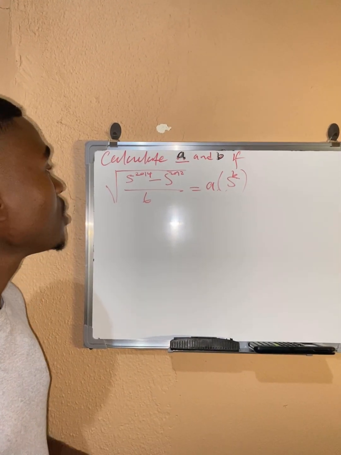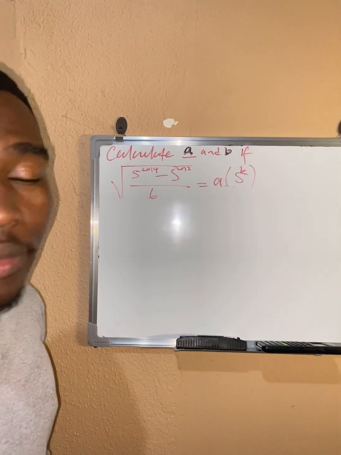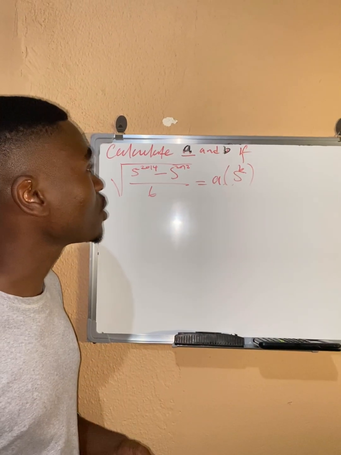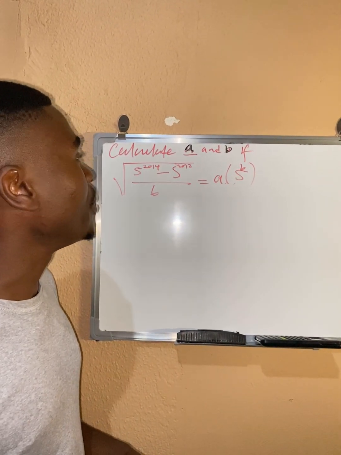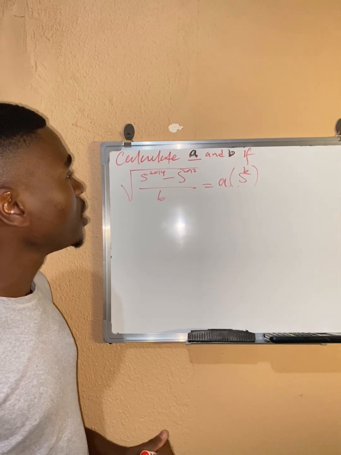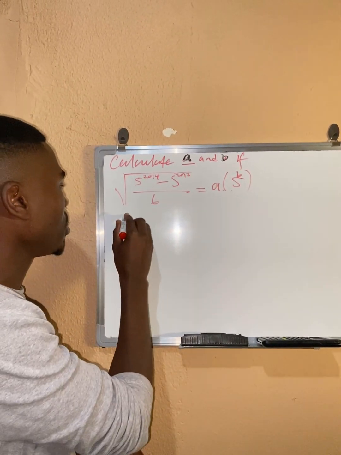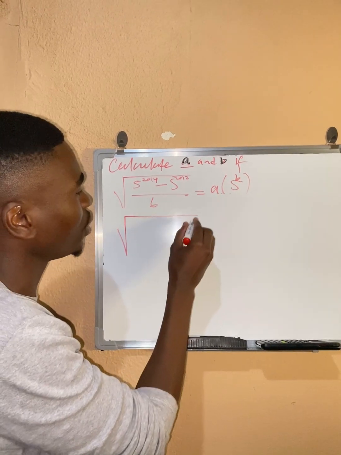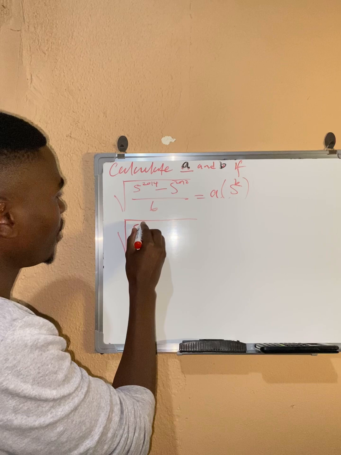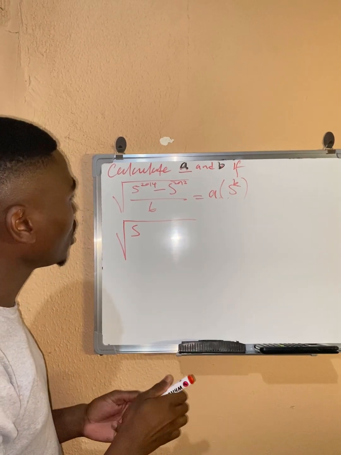Good evening. Once again, we are given a question where we are requested to calculate the value of A and B if we are given this question here. So now, this is what we're gonna do. This is how you solve this question. So you're gonna have 5 to the power 14.